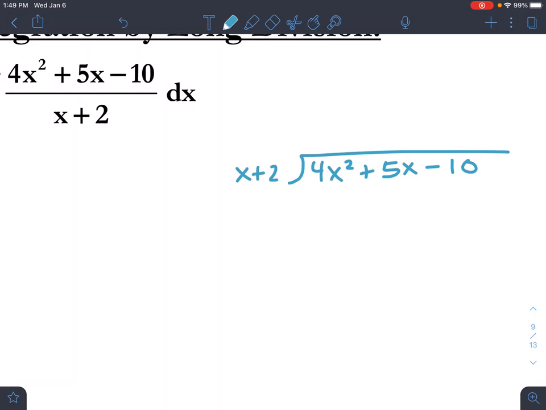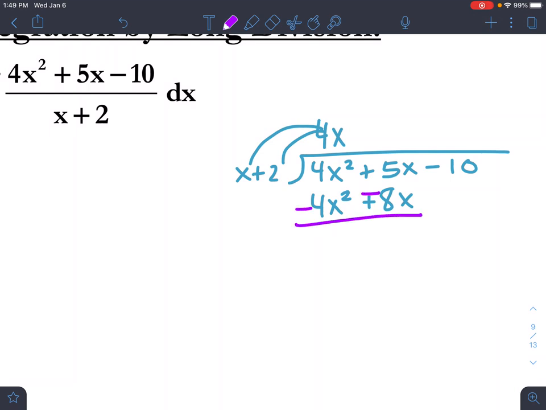So how do we do this? Well, the first thing you want to do is get something that says 4x squared right here. You want it to exactly match up. So what would you multiply x by to get 4x squared? Well, I'd multiply by 4x. 4x times x is 4x squared. 4x times 2 is 8x. I write that down. I am now going to subtract both pieces.